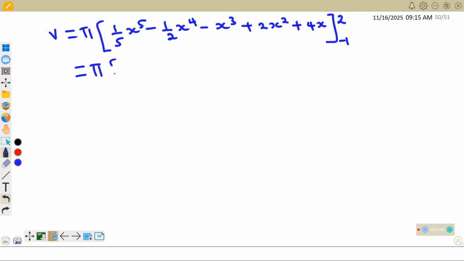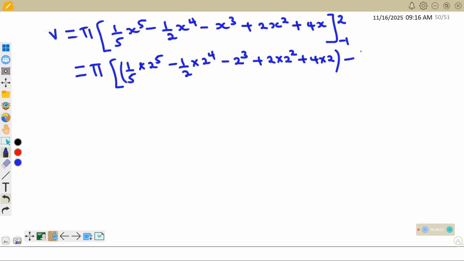pi into, so let us first substitute 2. When we put 2, this will be 1 over 5 times 2 to power 5 minus 1 over 2, 2 to power 4 minus 2 to power 3, 2 times 2 to power 2 plus 4 times 2. So that is what we shall get. And from this given point, that is when we put at the upper limit.